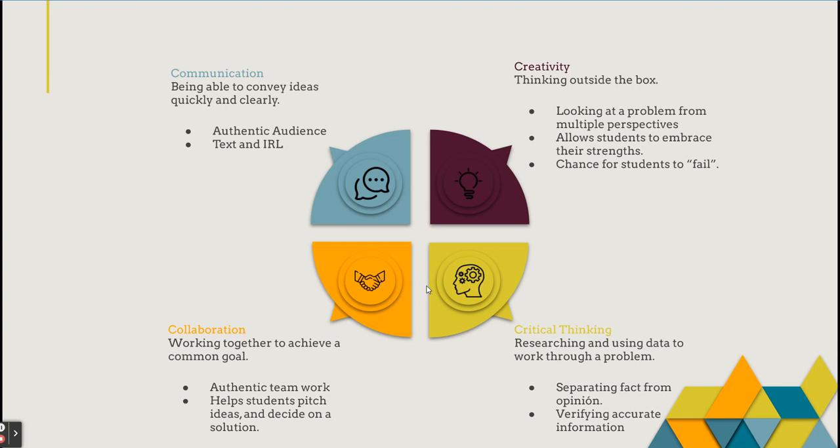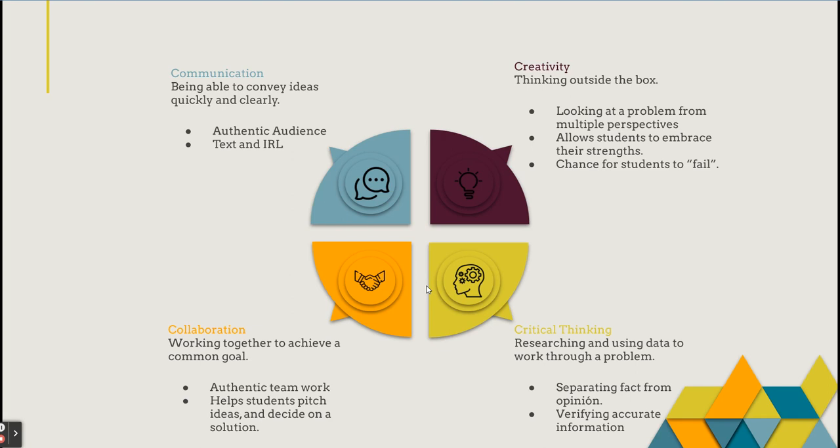The next C is creativity. So it's the idea of thinking outside the box. You're looking at a problem from multiple perspectives to solve that problem, and we'll get to how this whole thing begins in a few minutes. You're starting kids off with a big idea, a big question, or a big problem that they need to solve, and you're looking at how can you creatively solve that problem. What are the pieces you can do?